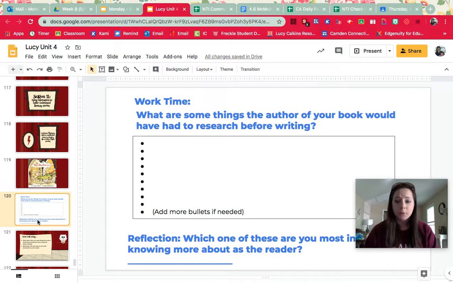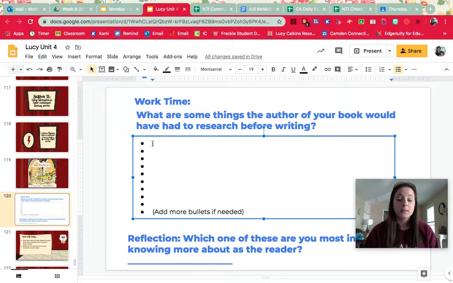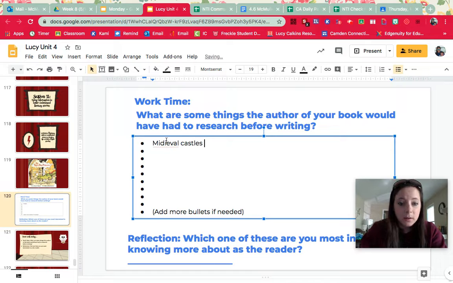Today for your work time, you're just going to list out some things that you think the author of your book would have had to research before writing. What are some things that they would have to learn and gain knowledge about before they created this fantasy story for you as the reader? If I was doing The Paper Bag Princess, I would make sure that I jot down that the author would have had to research medieval castles. Oops, I spelled that wrong.